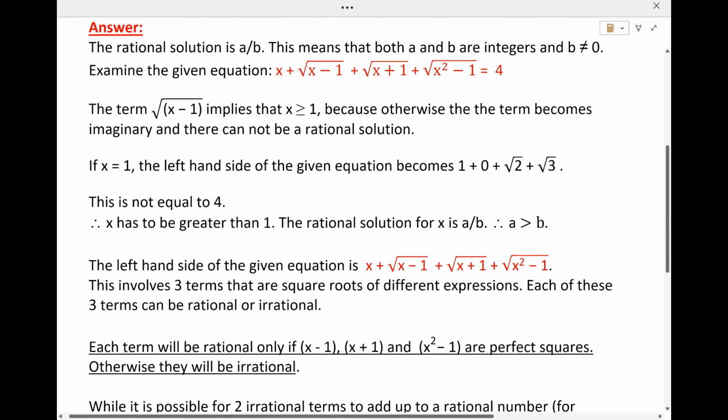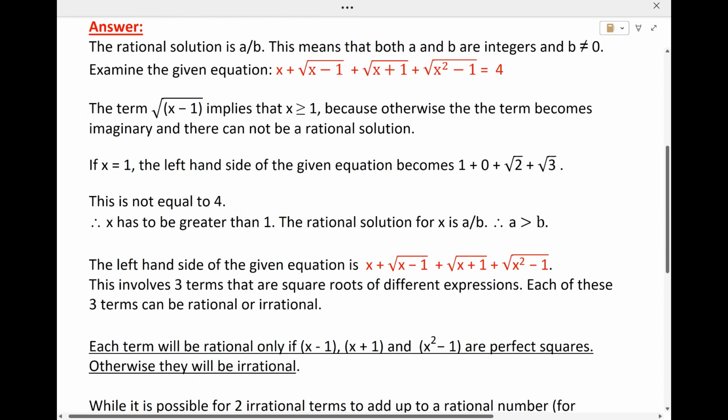Answer. The rational solution is a by b. This means that both a and b are integers and b is not equal to 0. Now examine the given equation: x plus square root of x minus 1 plus square root of x plus 1 plus square root of x square minus 1 is equal to 4.